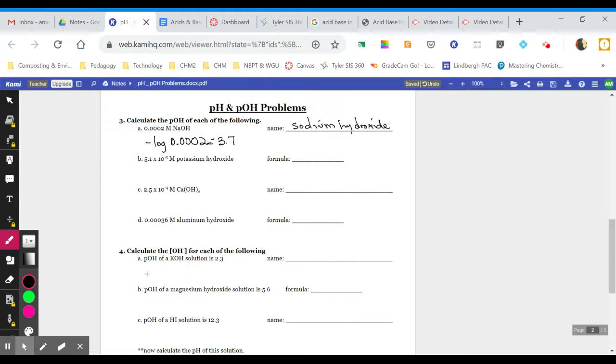And then down here for number 4, you're going to do the opposite again to figure out the hydroxide molarity. So we would take 10 raised to the negative 2.3. And when we put that in our calculator, our OH concentration is 0.0050 molar. And the name, KOH, is potassium hydroxide.